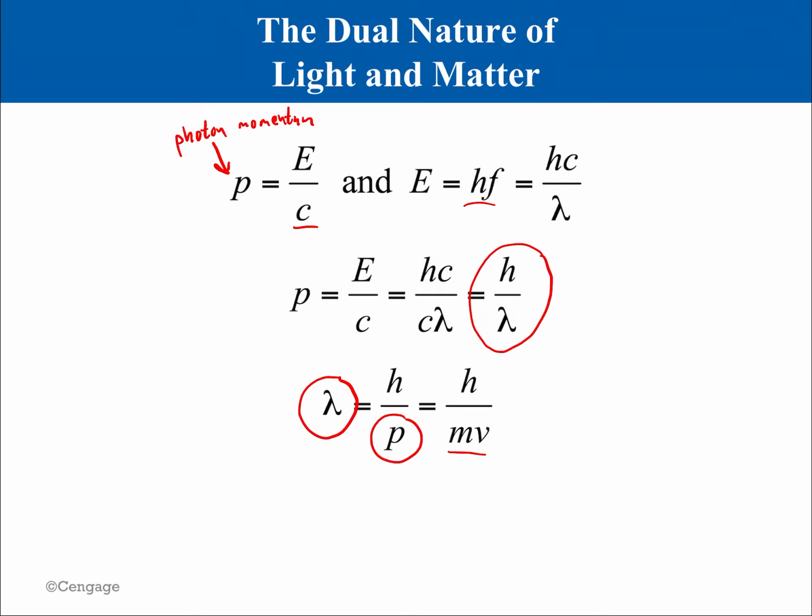So again, this is a big jump in ideas. So far we've been talking about light as being not just a wave but a particle, but now we're talking about things that we have always assumed are particles, like electrons and protons, but treating them as waves. And so an electron would have its own wavelength.